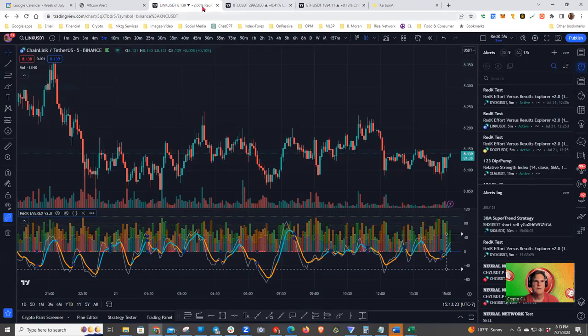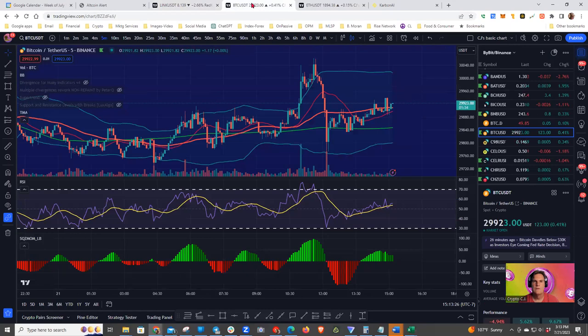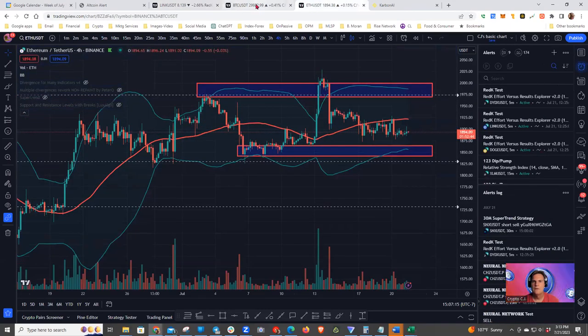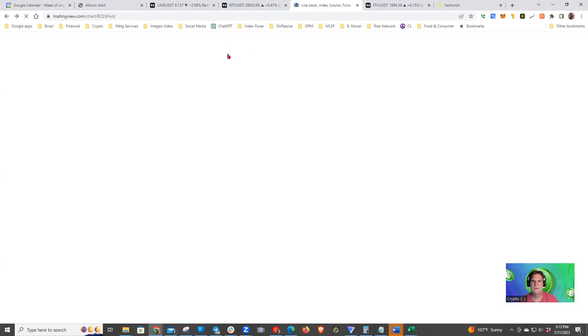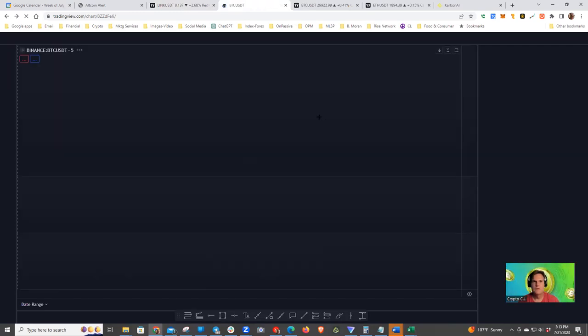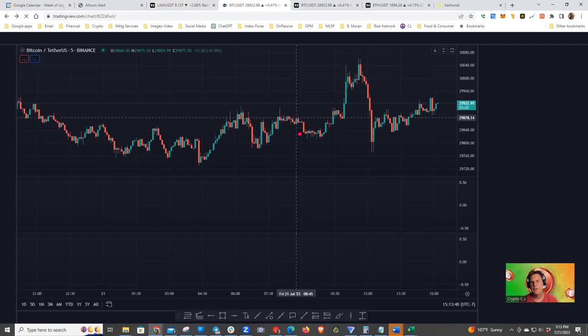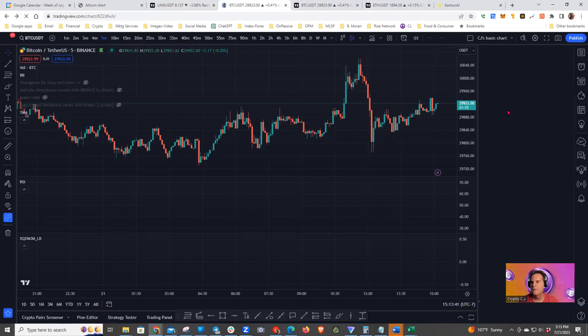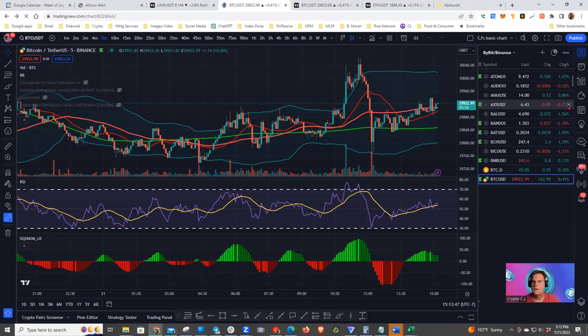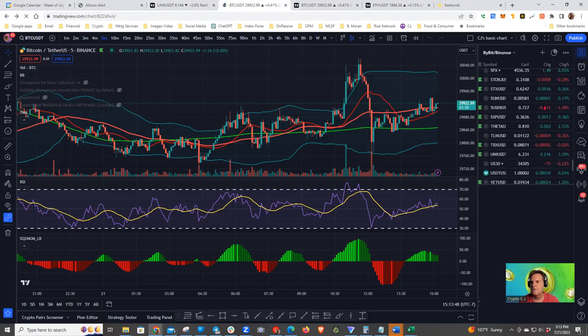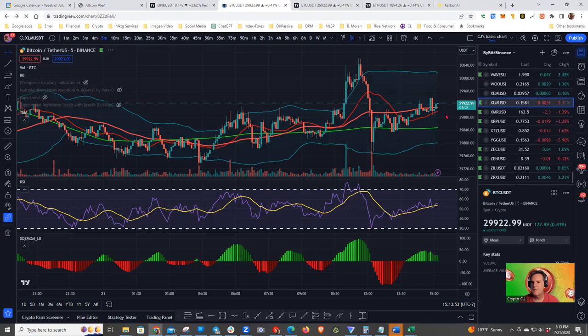It's not the right one. I usually have one with the right settings. Sorry, guys. The other layout we were looking at is something else I want to talk about, but not quite yet. All right, 5 minute chart on Bitcoin is my go-to. We're going to go to XLM, take a quick look at the 5 minute, see if anything's happening now.